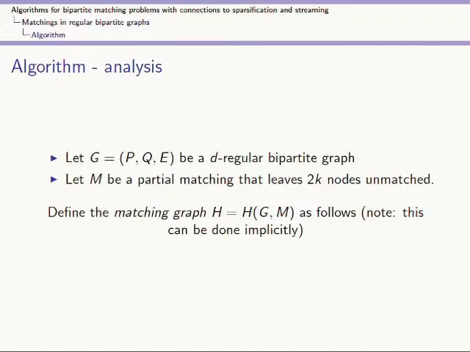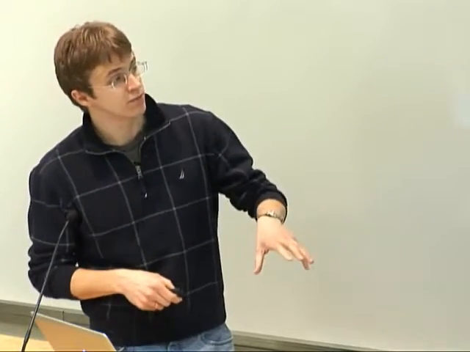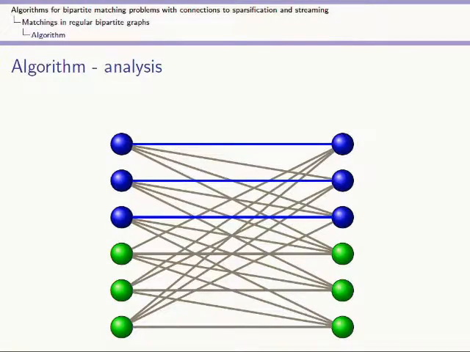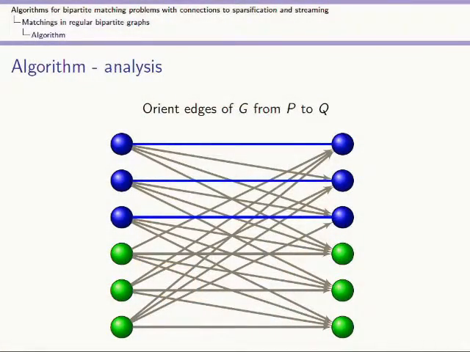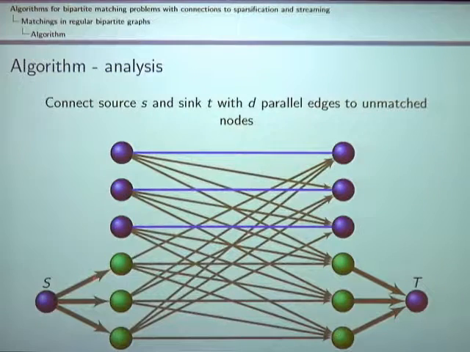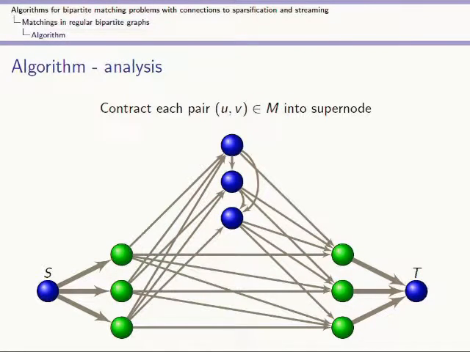To do that, it will be convenient to introduce the following concept. We define the matching graph, H, which depends on the graph G, and a partial matching M, in the following way. So let me illustrate this. Here again, we have our bipartite graph and a matching M of size 3. Let me first orient all edges from P to Q. Then I will add a source and a sink. The source is connected to unmatched vertices on the left, and the edges are drawn thick because, in fact, there are d parallel edges for each thick edge. And the sink is connected to the nodes on the right. And now, let's look at the matched edges, and we'll just contract all matched edges into supernodes. So this is our matching graph H.